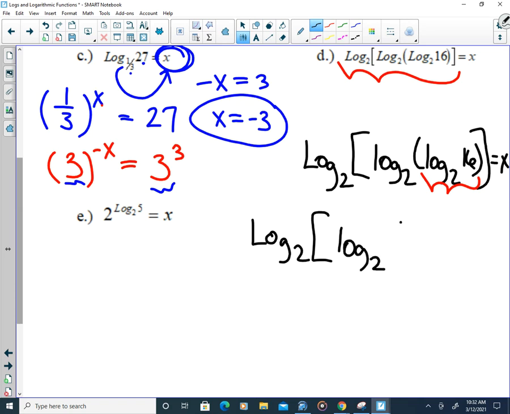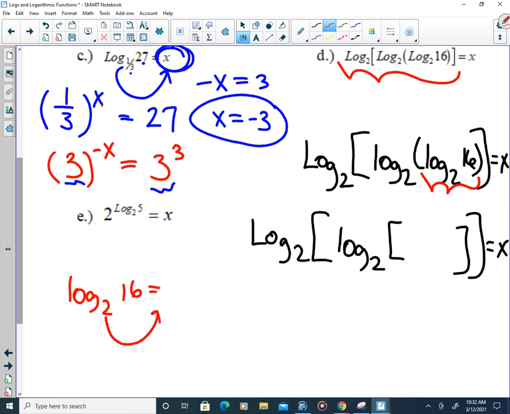Well, this is one of those ones I want you to now try to do in your head. So let's think about this one. What's the base of that logarithm? We got log base 2 of 16. So what are we going to ask ourselves? The base of our logarithm is 2. So we're going to ask ourselves, 2 to what power is 16? 4. So log base 2 of 16 is 4. So we can replace log base 2 of 16 with 4.